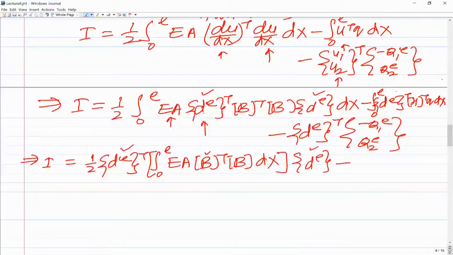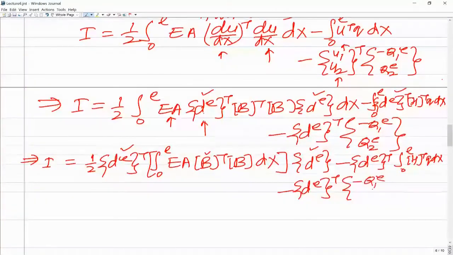Then similarly in this term I can take this de transpose out of the integration sign, and we will have integral 0 to L H transpose into Q dx. And of course the last term is d transpose into minus Q1e and Q2e. I have already told you that in capital Q, the subscripts 1 and 2 are the node numbers and e is the element number.